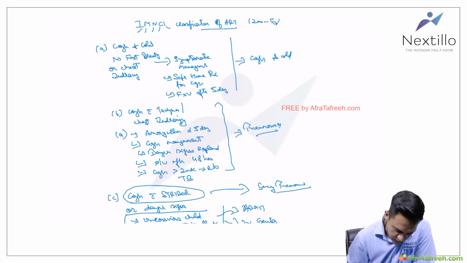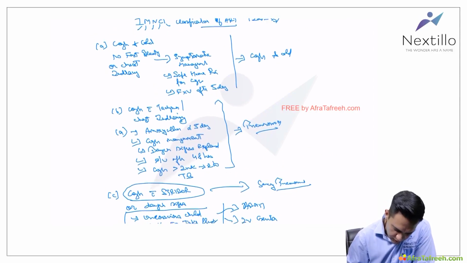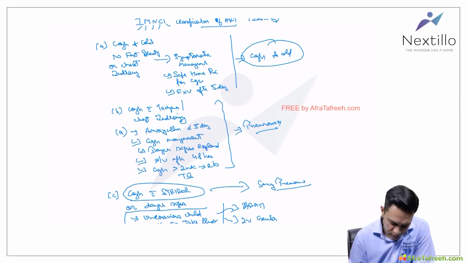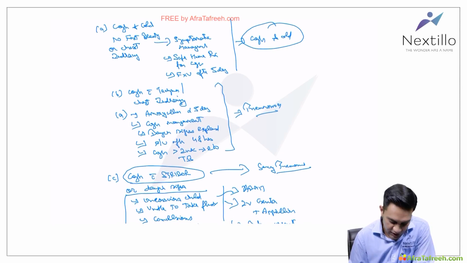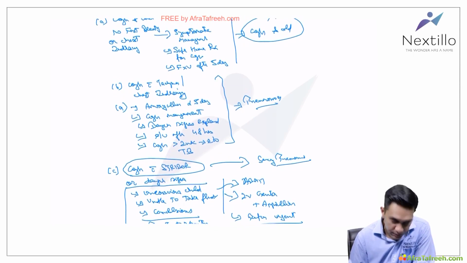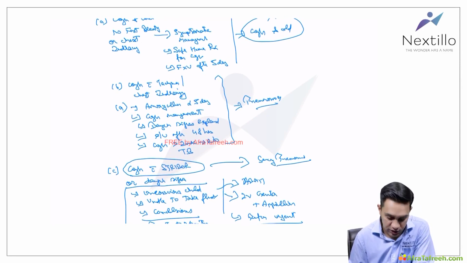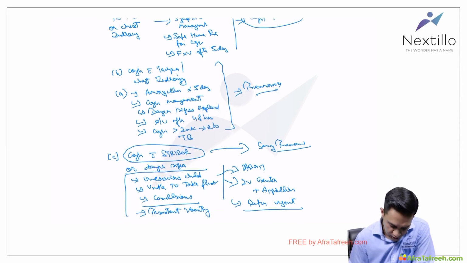Cough and cold, no fast breathing or chest indrawing. Commonly cough and cold, symptomatic management, safe home therapies for cough relief and follow up after 5 days. If cough with tachypnea or chest indrawing is there, it will be called as pneumonia. Amoxicillin for 5 days. Cough management, will explain the danger signs to the mother and will ask her to review after 48 hours. And if cough is persisting for more than 2 weeks, we'll rule out tuberculosis.